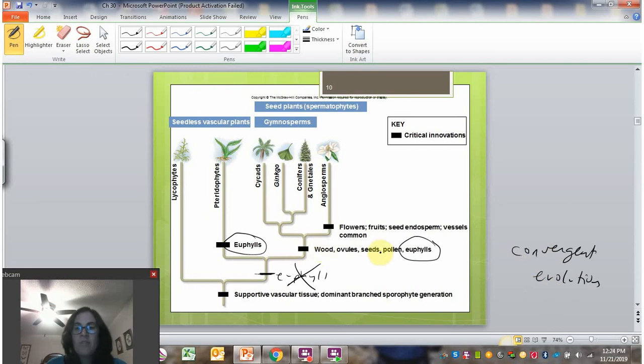So here's wood, ovules, seeds, and pollen. And so here are our gymnosperms. And there's 3 phyla now in there, the Cycads, the Ginkgo, and Conifers and Gnetales. We'll talk briefly about Cycads and Ginkgos, but we'll mainly talk about Conifers because they're the largest group of gymnosperms.